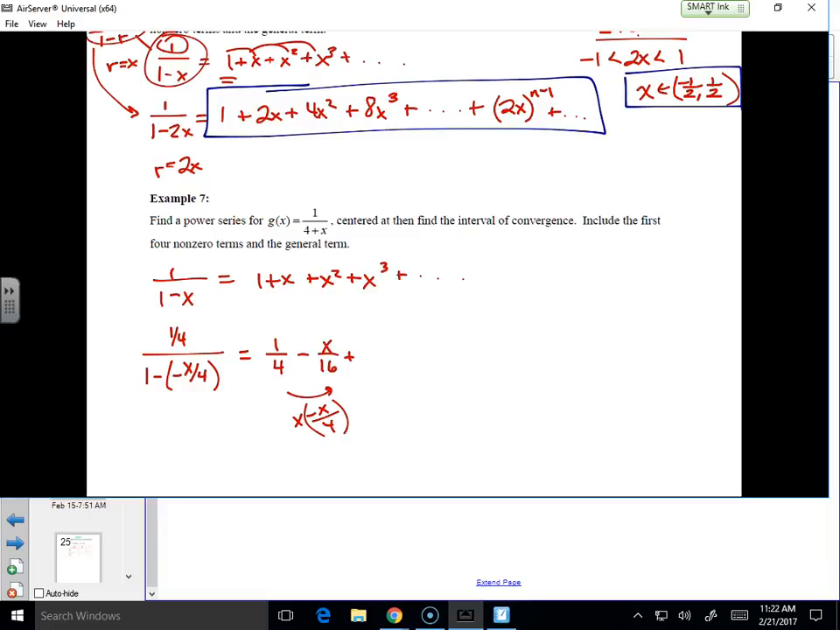What'd be the next one? x squared over 64. Next one, x cubed over 4 cubed. Does that make sense? What's our nth term going to be? Negative 1 times, we do n minus 1, right? Can we do negative x over 4 quantity to the n minus 1? Yep, you could do that too.